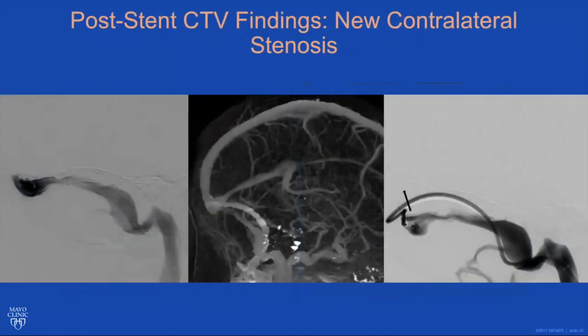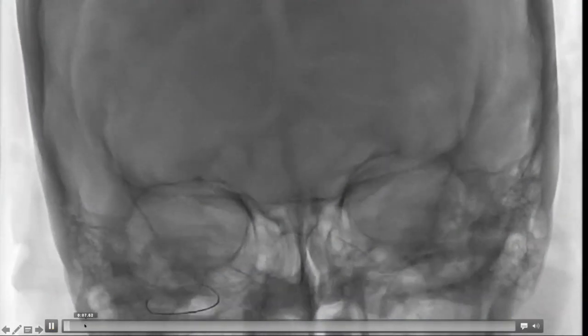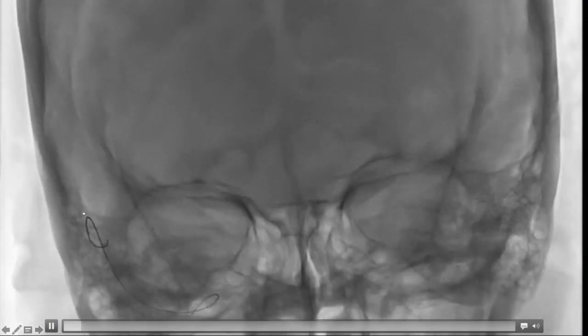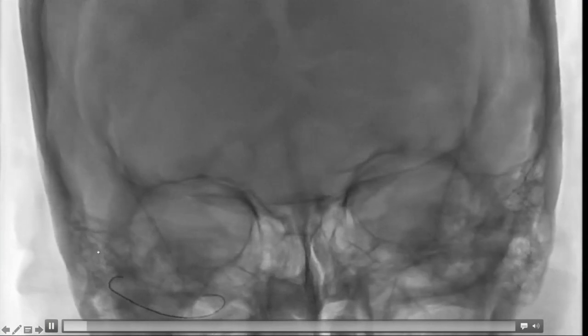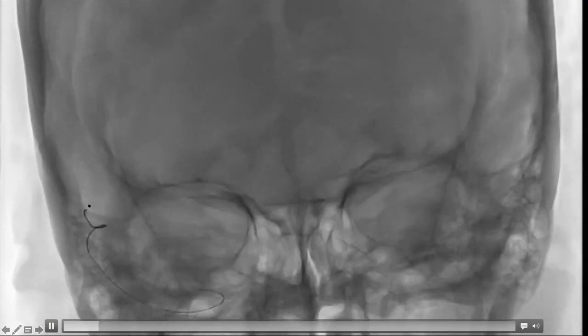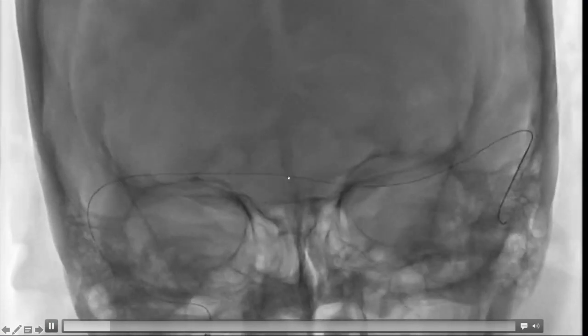So let me see here. I can just show you a standard case where we use the Wallstent, how we do our pressure measurements. We try to go across the stenosis with the guide wire in a J configuration. Sometimes it is actually very difficult to get across the stenosis. So these things can be pretty tight.